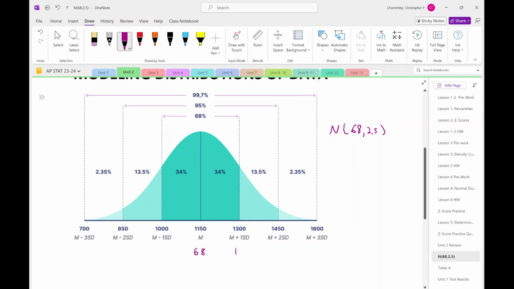So this would be 70.5, one standard deviation away. This would be 73. And this would be 75.5, 3 standard deviations away. And then on the other side, we'll just subtract 2.5. So this would be 65.5. This would be 63. This would be 60.5 inches.